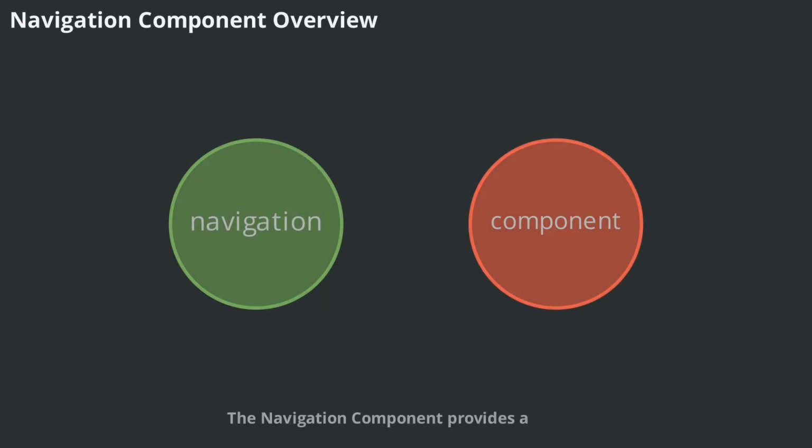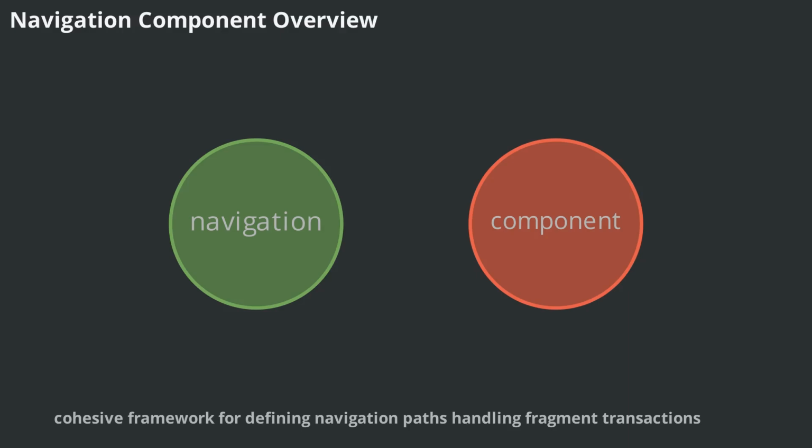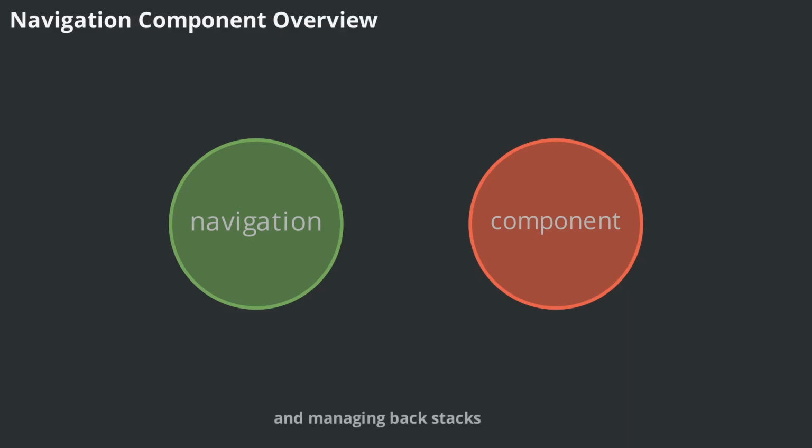The navigation component provides a cohesive framework for defining navigation paths, handling fragment transactions, and managing backstacks. Developers can define all app navigation in a single navigation graph XML file, visualizing the app's flow. The component simplifies fragment transactions, automatically managing backstack and lifecycle complexities. Using NavController, navigation between fragments becomes straightforward and less error-prone.